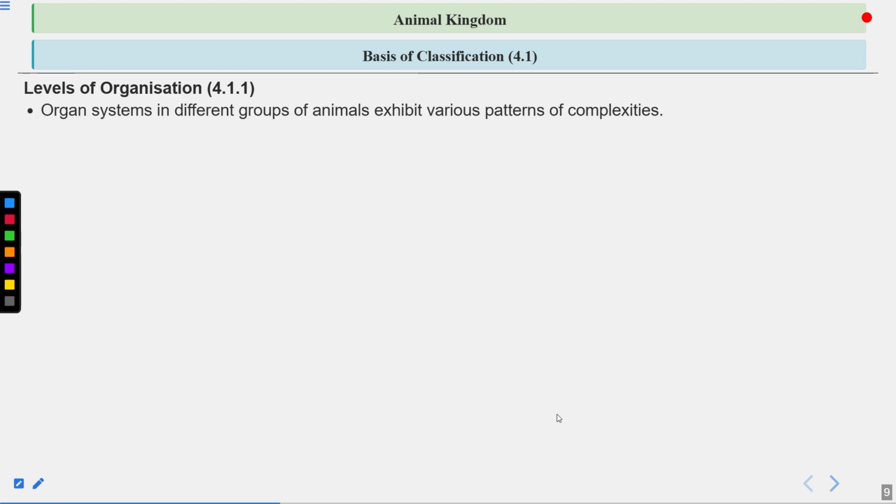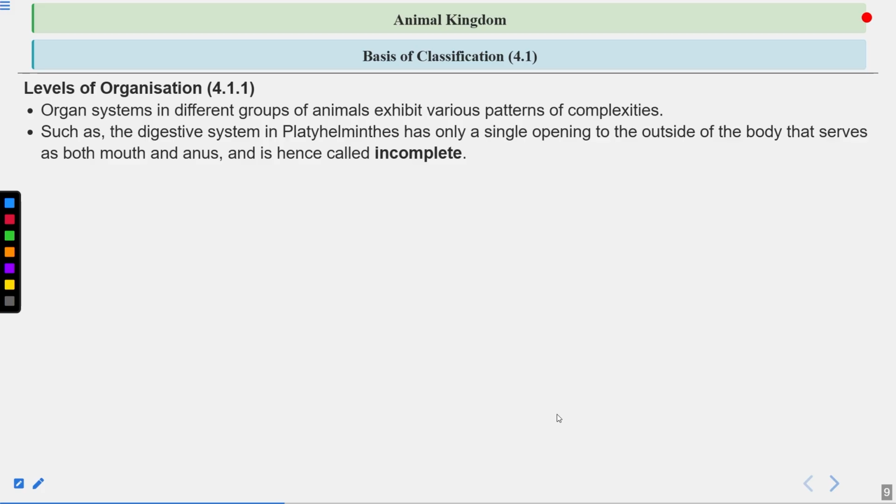Organ systems in the different groups of animals exhibit various patterns of complexity, right? So in this organ system, we will see that in the different groups there is a pattern of complexity. What is that? Let us understand with an example. Here we are taking the example of the digestive system only.